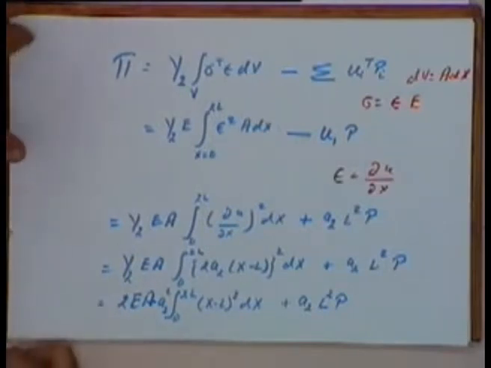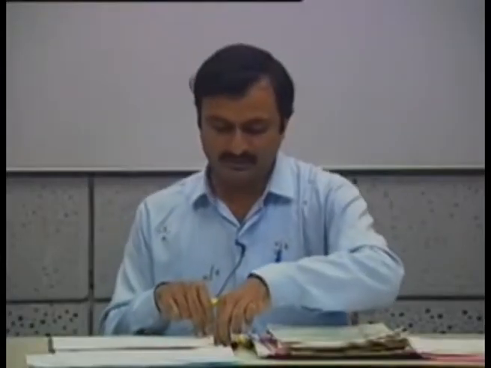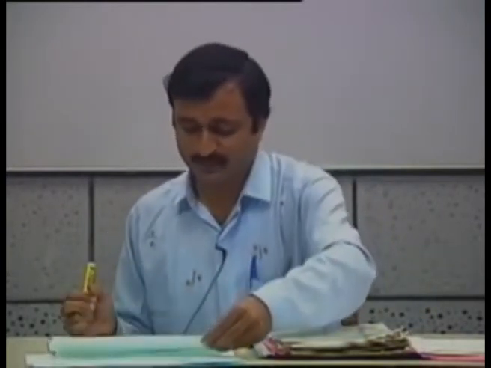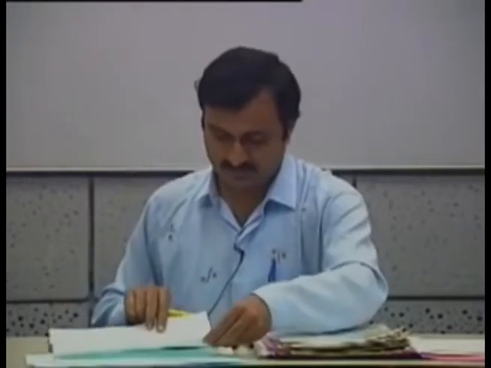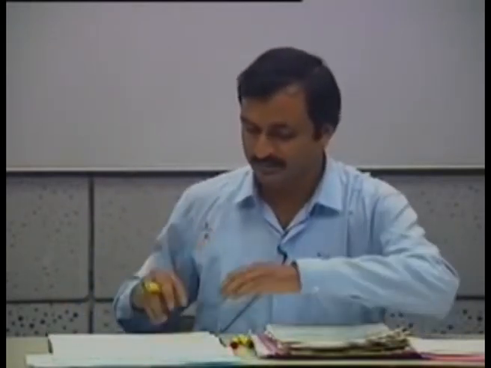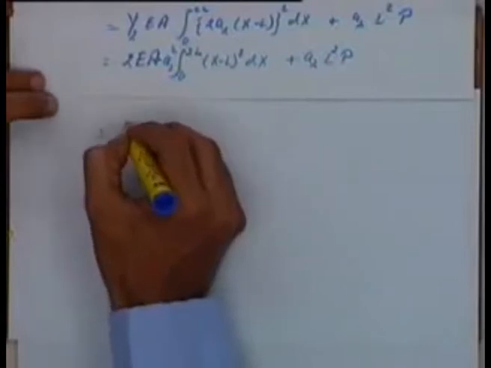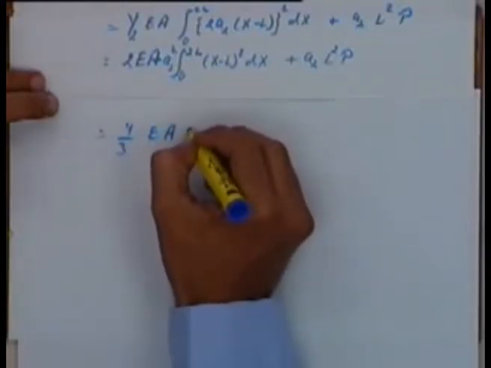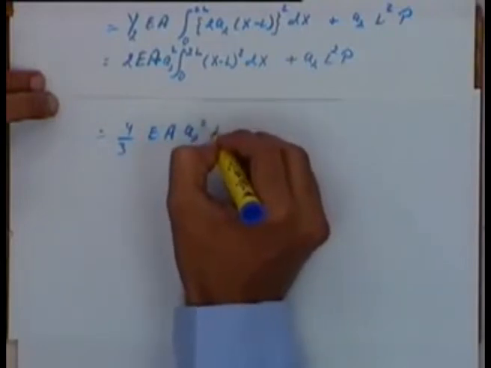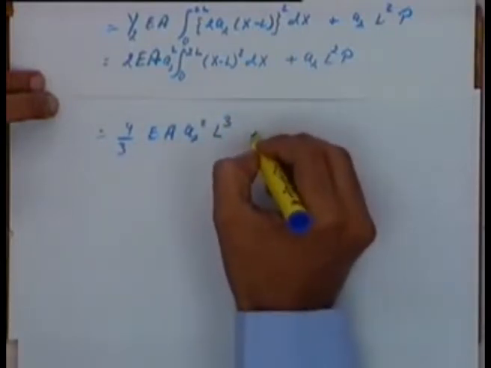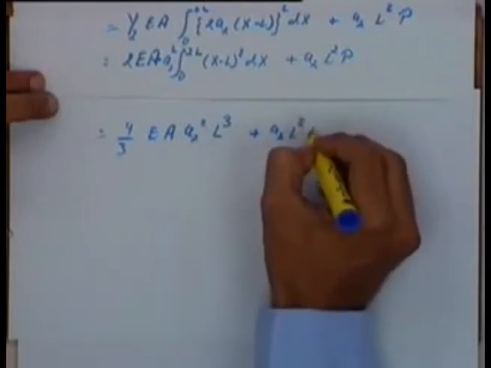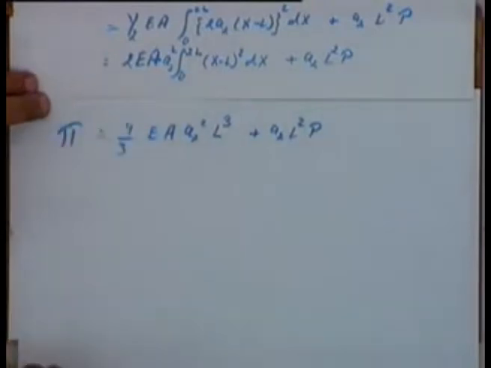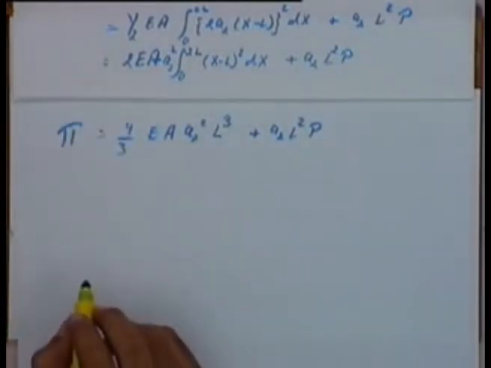Is that all right? What will be this integral? 4 by 3 EA, A squared, L cubed. This is equal to 4 by 3 EA times A2 squared L cubed plus A2 L squared P. Is that okay? Fine. So, this is the expression for potential energy.